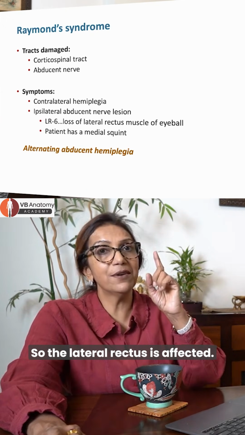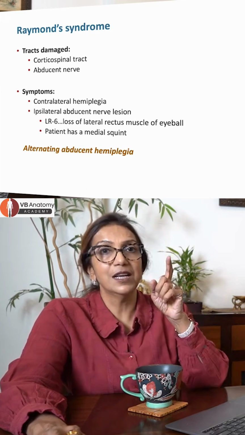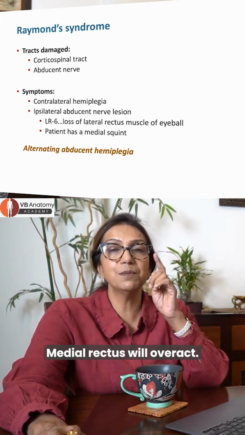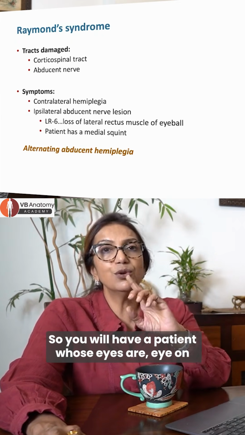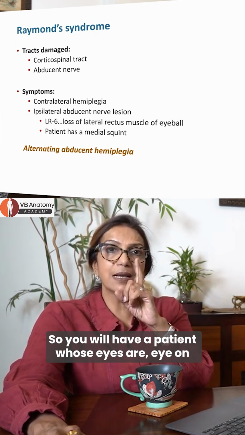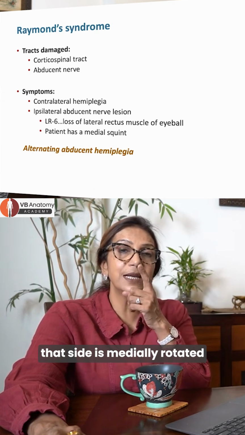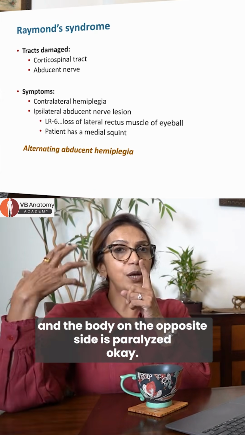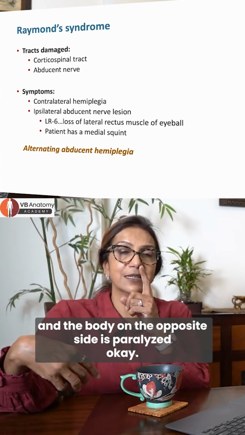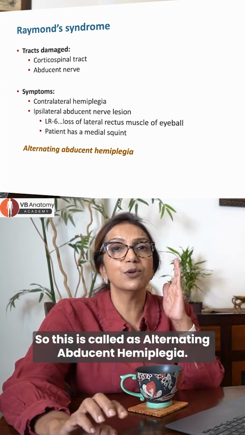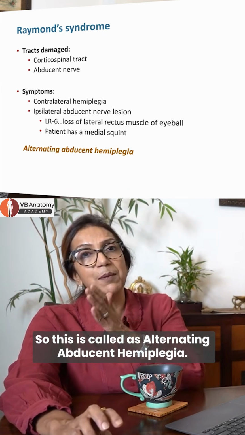So the lateral rectus is affected. If the lateral rectus is paralyzed, the medial rectus will overact. So you will have a patient whose eye on that side is medially rotated and the body on the opposite side is paralyzed. Okay, so this is called alternating abducent hemiplegia.